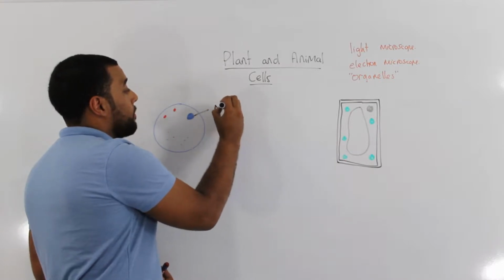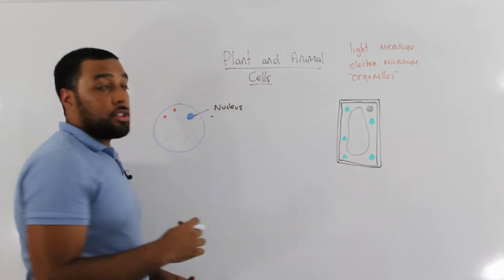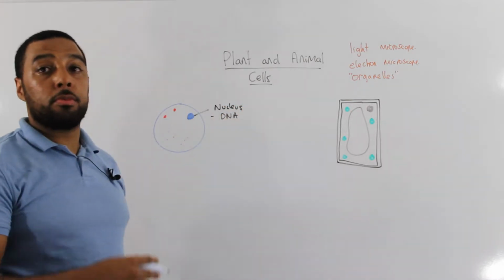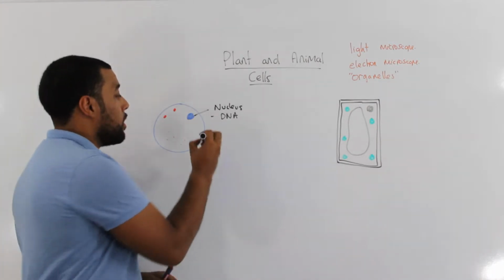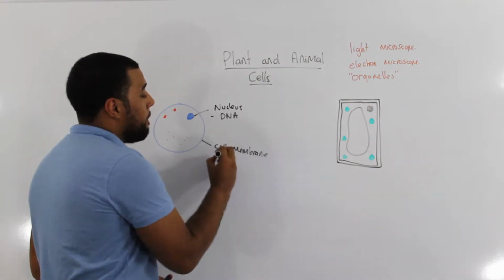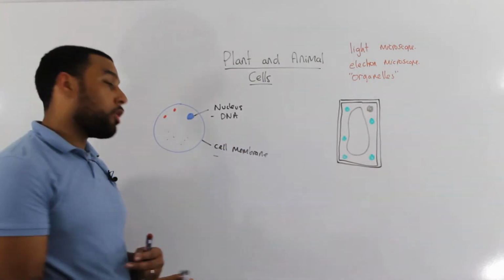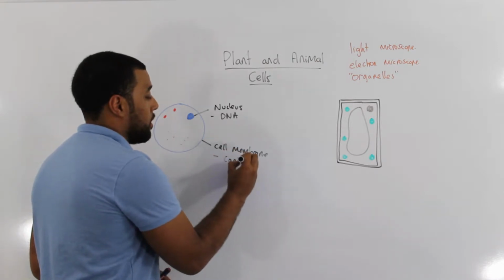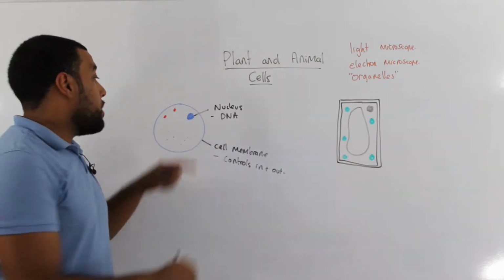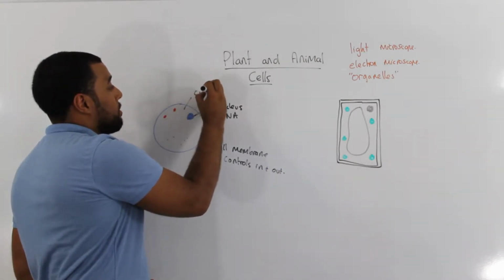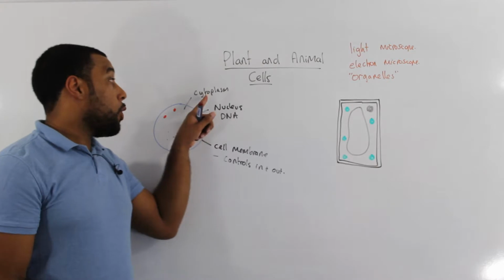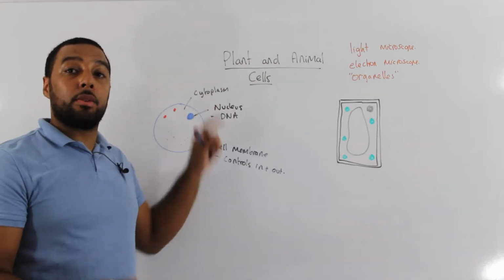The first organelle is the nucleus. And you guys should know that the nucleus is what contains DNA, or the chromosomes, or the genetic information. We also have a cell membrane, and the membrane controls what comes in and what comes out. Then we also have a cytoplasm. The cytoplasm is a jelly-like fluid where all the chemical reactions of that cell take place.